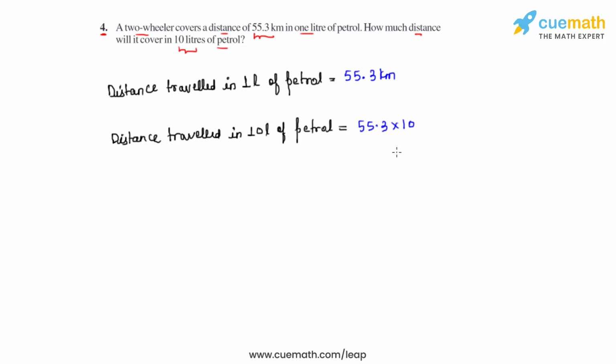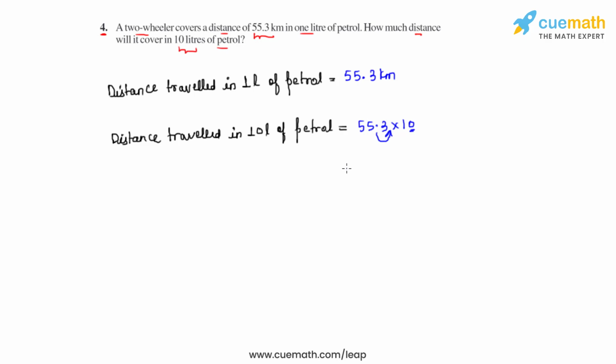the other number is a number which is a power of 10. So the decimal will move towards the right as many places as we have zeros in the number which is a power of 10. There is only one zero here, so the decimal will be moving one place towards the right.